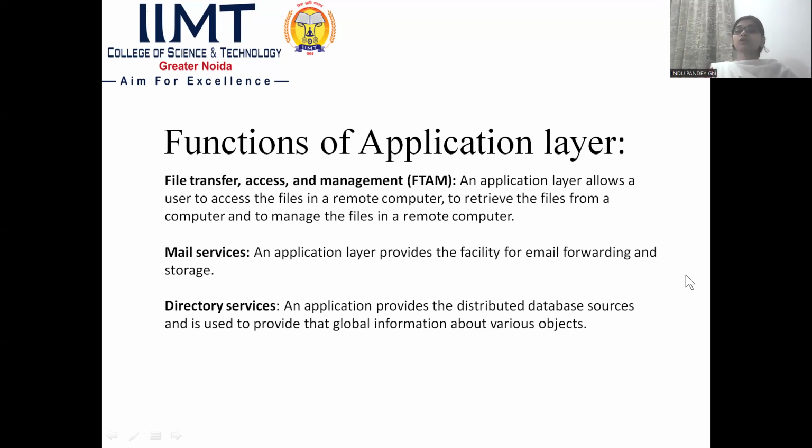Some of the other important functions of the application layer are as follows. File transfer, access and management. An application layer allows a user to access the files in a remote computer, to retrieve the files from a computer, and to manage the files in a remote computer. Mail services. An application layer provides the facility for email forwarding and storage. Directory services. An application layer provides distributed database sources and is used to provide global information about various objects.